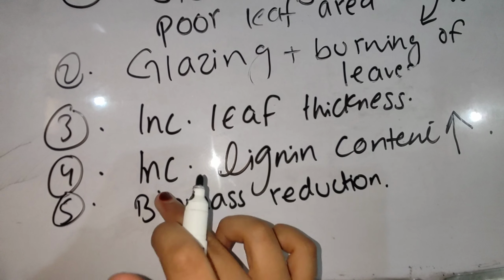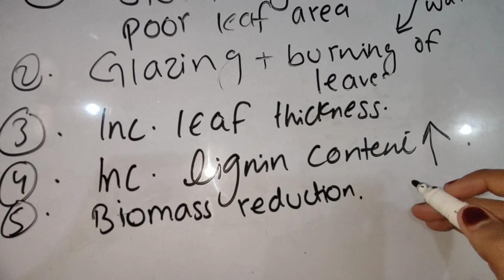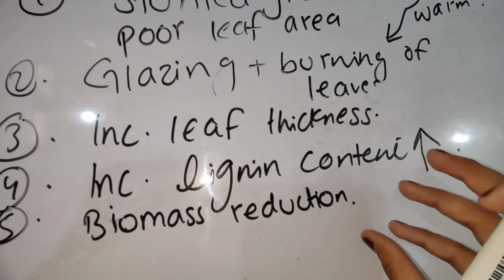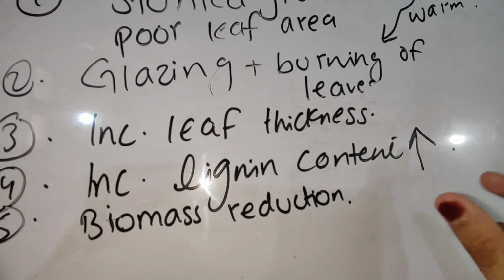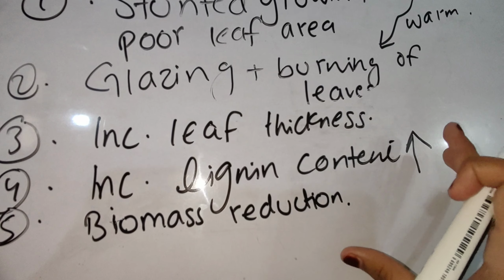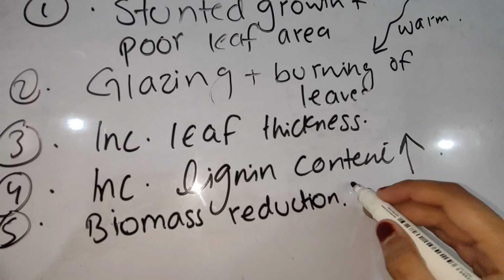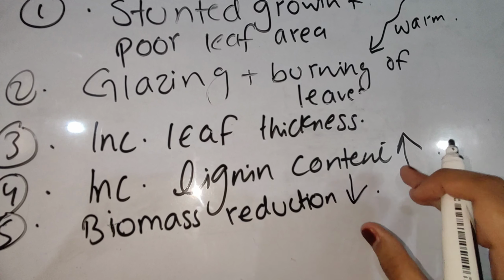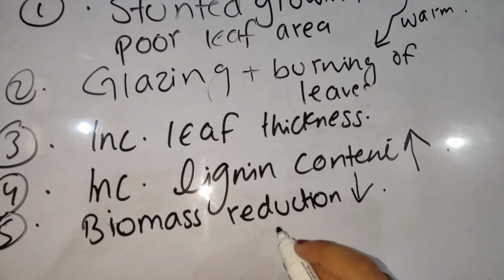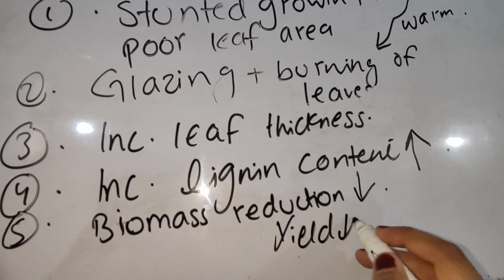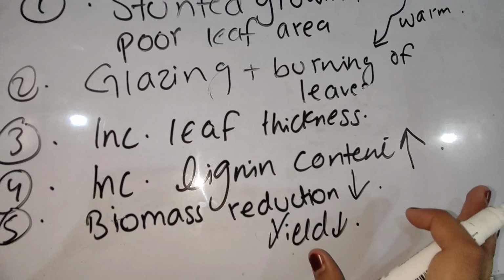Do you know about biomass? Biomass is actually the total food content in the cell, the total mass in the cell. Like in humans, it is muscles, bones, etc. They make up the biomass of humans, but in plants, it is actually the food content and other parts. And biomass reduction is because of the light stress, and obviously it will lead to poor yield. And that is economically not favorable.